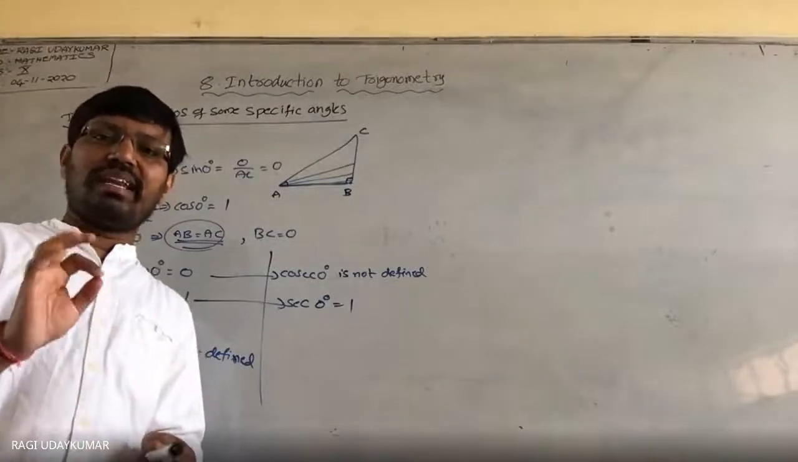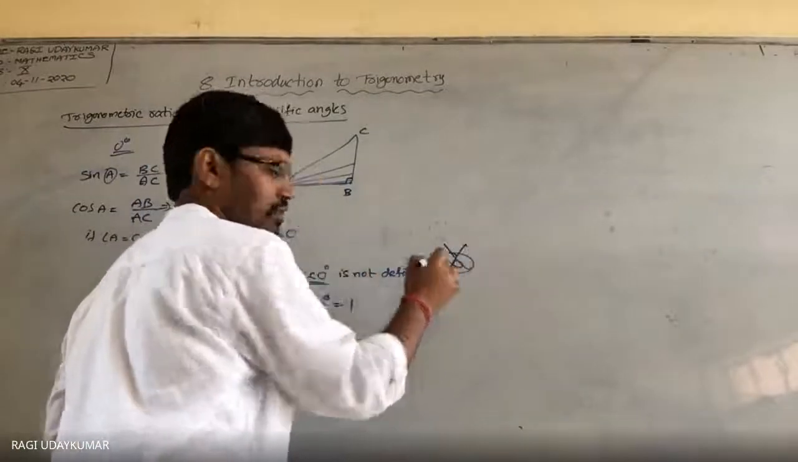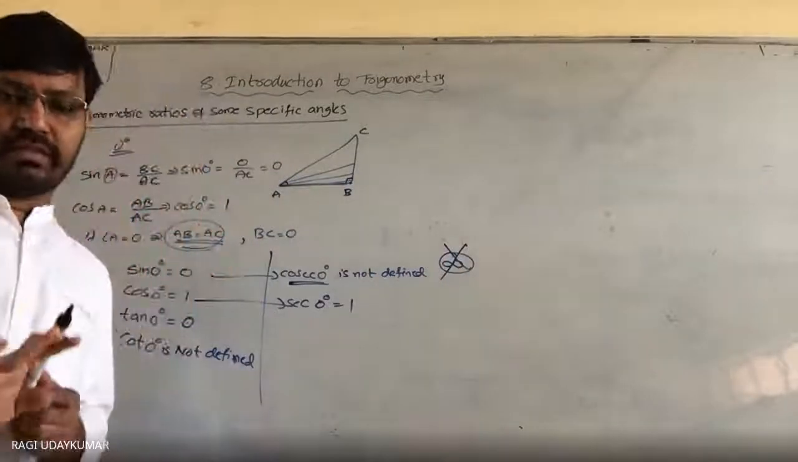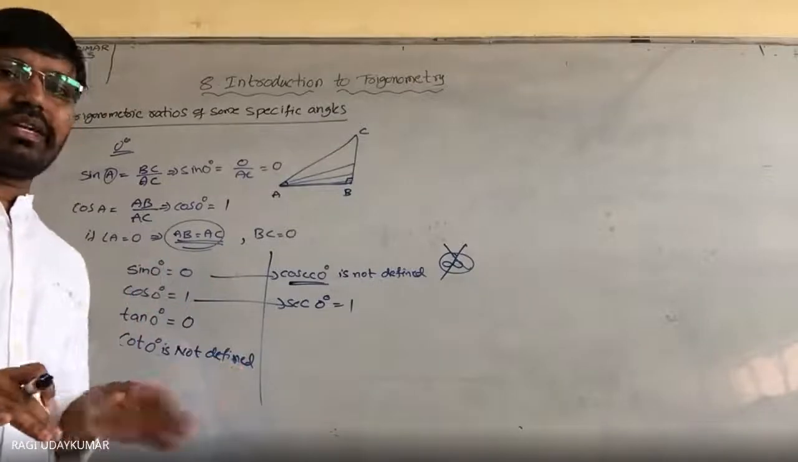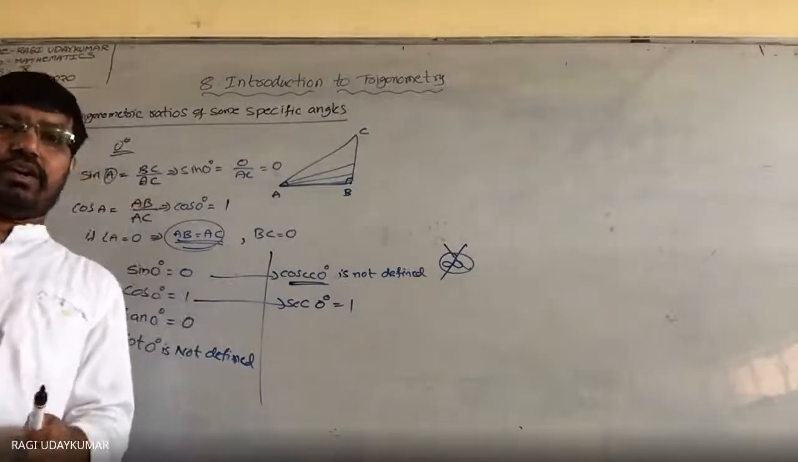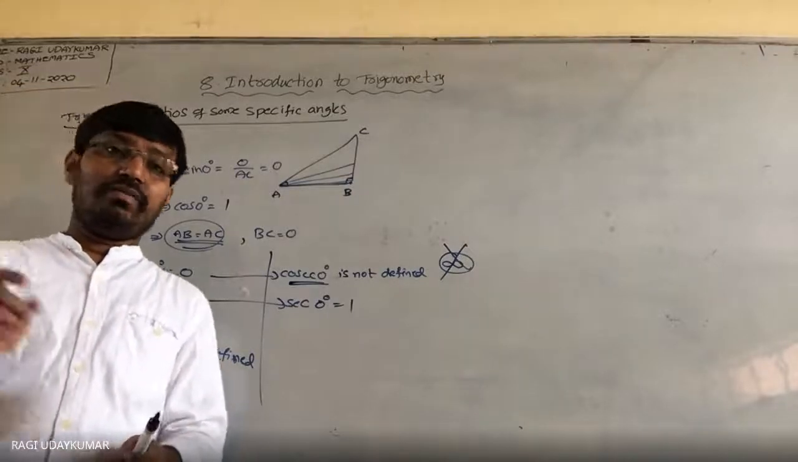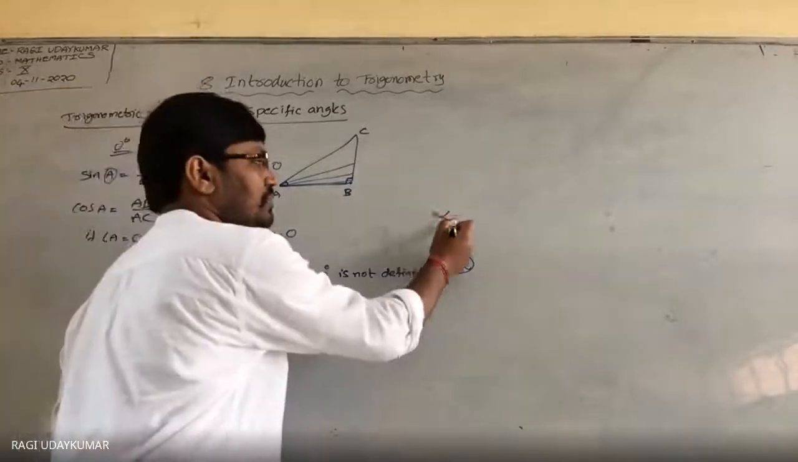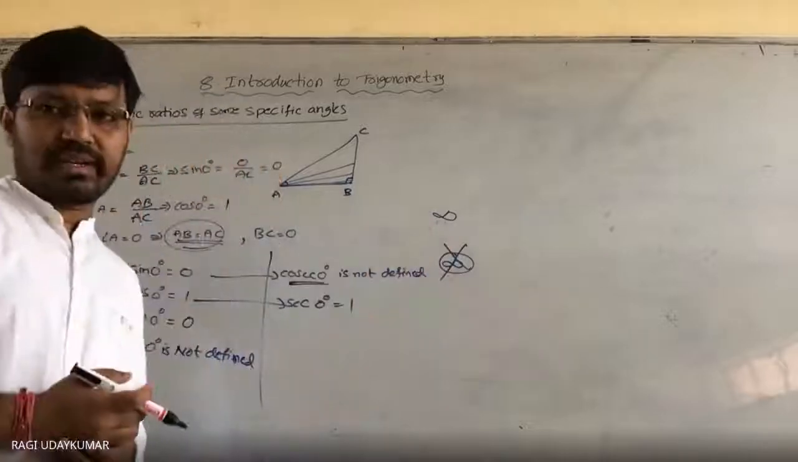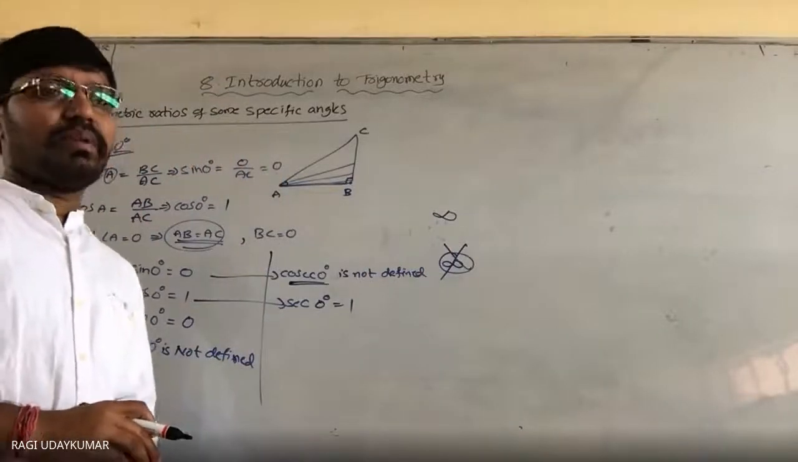Some of the students will write this value as infinity. No, that is wrong. You are not supposed to write infinity. Cosec 0 degrees is not infinity. You have to write undefined or not defined. Both terms are right, but infinity is not. About infinity, you are going to learn in the limits concept in your 11th class.